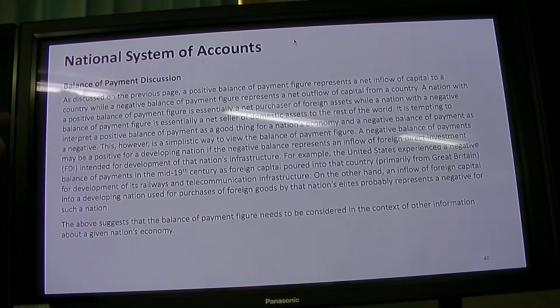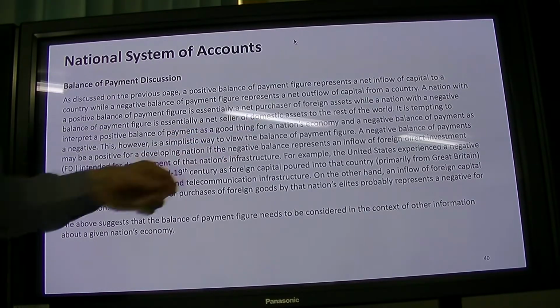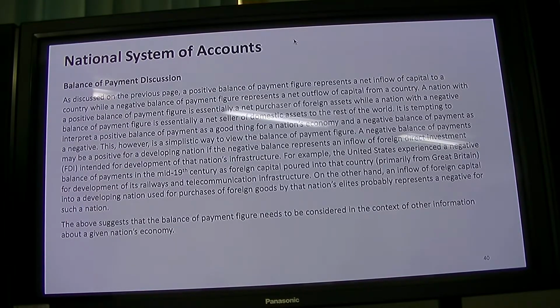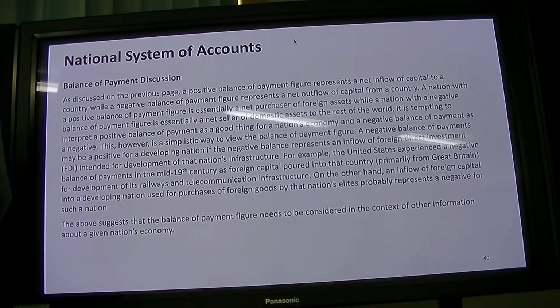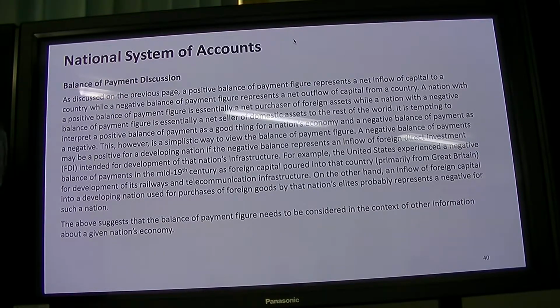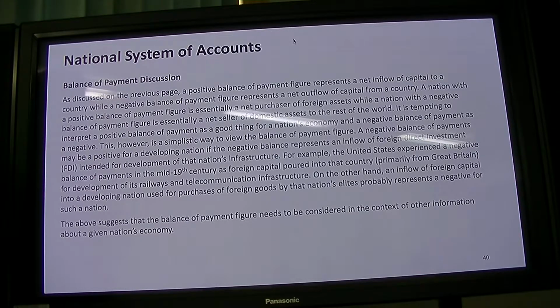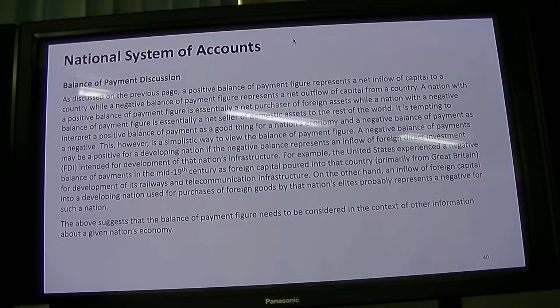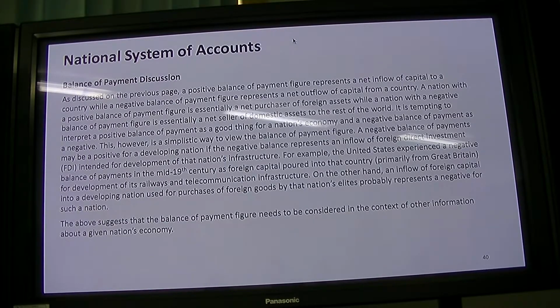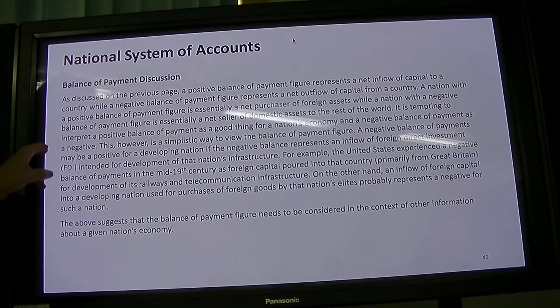And on the other hand, a negative means you're a net seller of domestic assets to the rest of the world. Now, it's very easy for people to think that positive is good and negative is bad. Positive means you're acquiring more assets. Negative means you're a net seller. A negative balance of payments means that the country is selling assets overall to foreigners. That's what that means. That may or may not be a good thing.